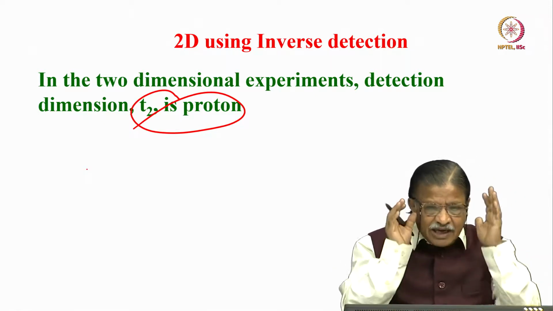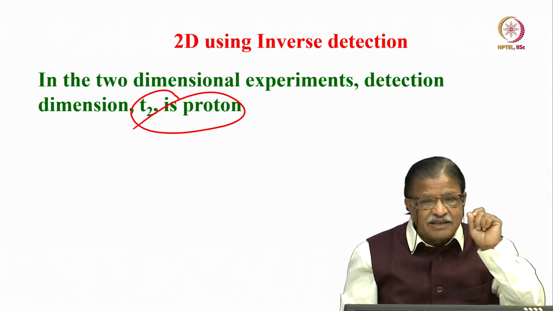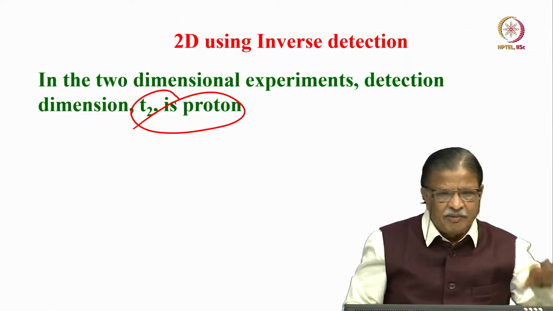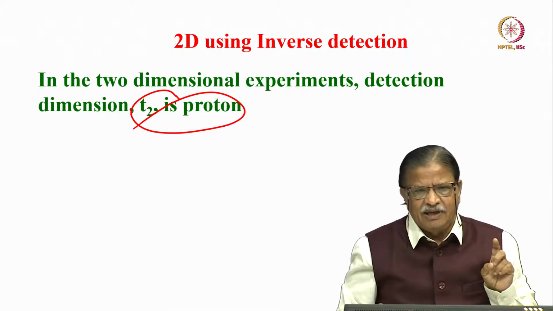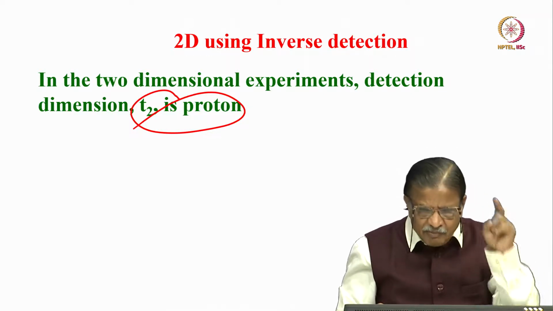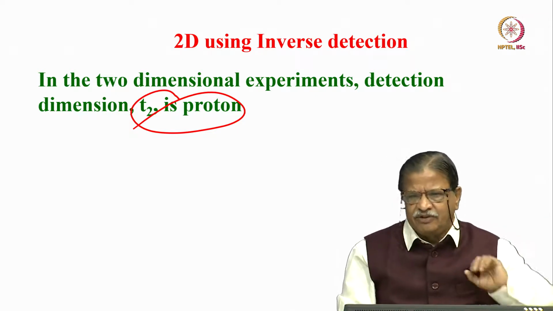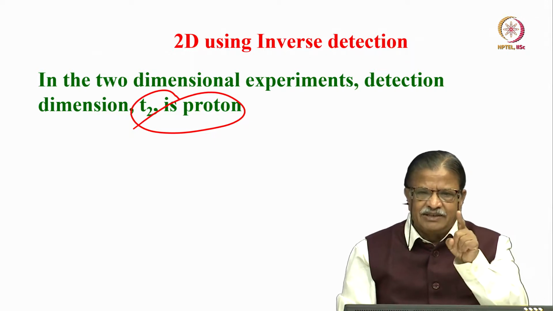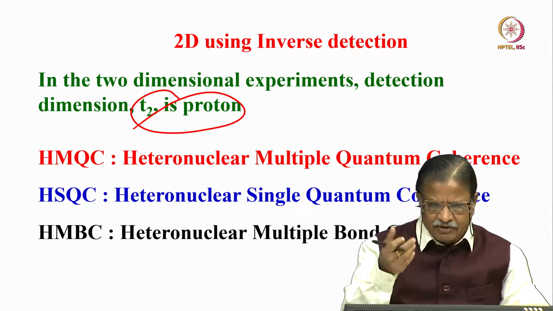Why? It is advantageous to detect proton, which is a highly abundant, spin-half, high gamma nucleus compared to carbon-13. That is why in the inverse experiment the detection dimension is proton. In between you do some jugglery: take the magnetization, give it to a dilute spin, take it back. But the final detection is proton, while decoupling carbon or nitrogen, whatever the nuclei.